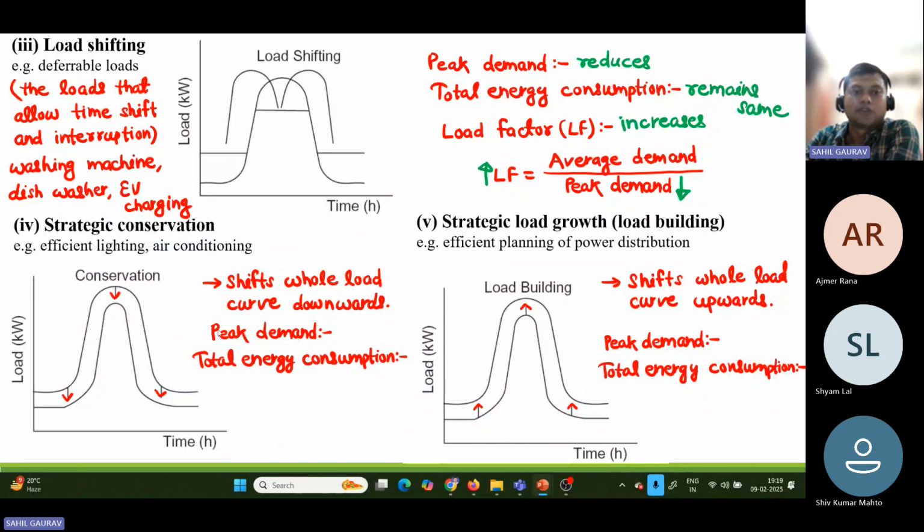Now, what are the impacts of this strategic conservation on peak demand and total energy consumption? You can see from the curve that both the peak demand and total energy consumption will reduce.